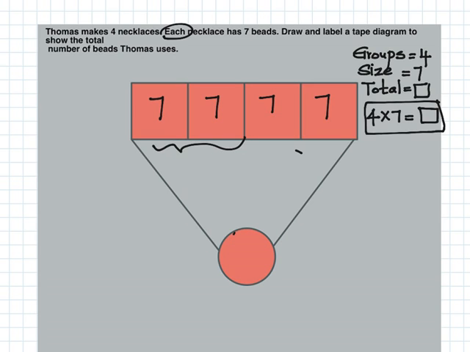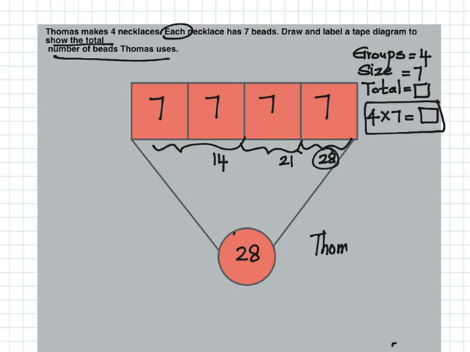Skip count. 7 plus 7 is 14. 14 plus 7 makes 21. 21 plus 7 makes 28. So the total 28 goes in the circle. Finally, let us do the statement. You have to restate the last question: show the total number of beads Thomas uses. So, Thomas uses 28 beads. Period.